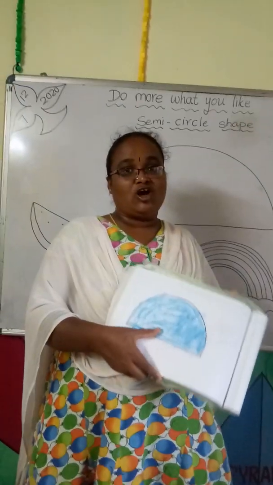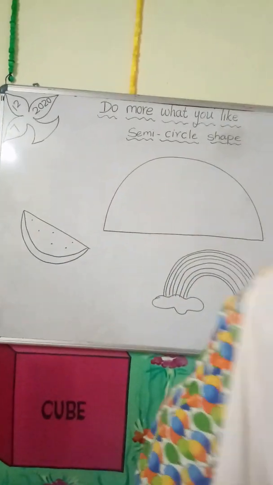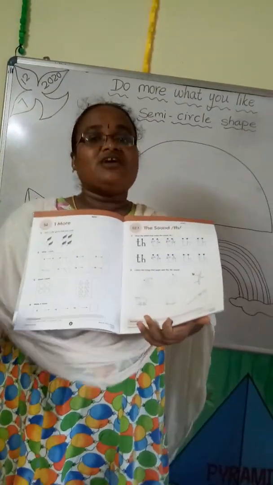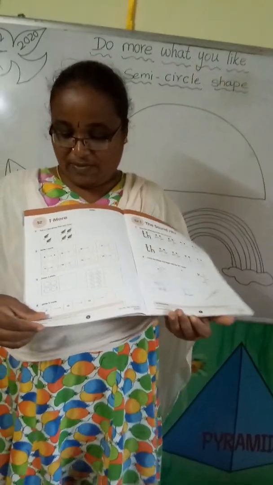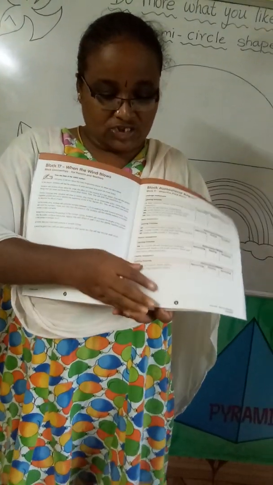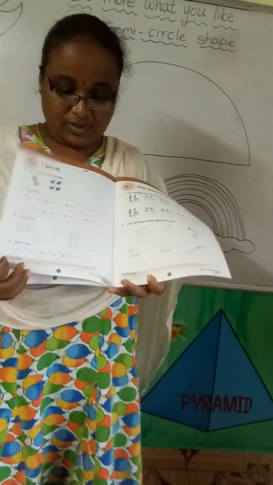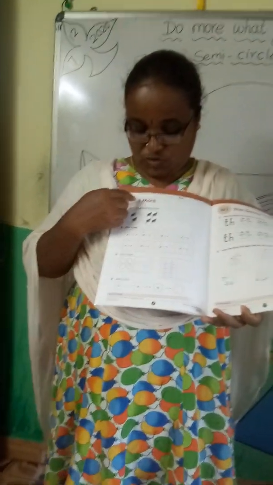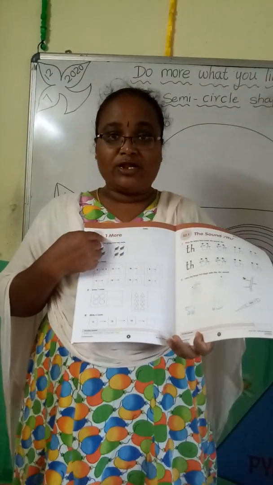Everyone ready with your volume 3 worksheet? This is your volume 3 worksheet. Go to block number 17. We are going for the recap session. Can you remember? Go to page number 5, 17th block. Next, go to page number 6. Yes, one more. Write today's date. And what is the topic today?